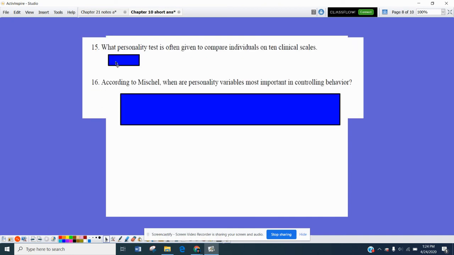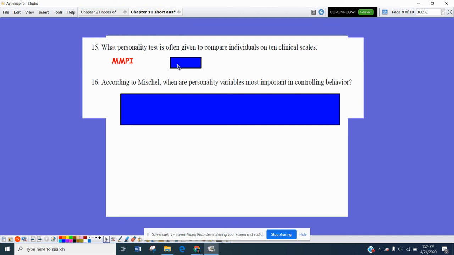Number 15, what personality test is often given to compare individuals on 10 clinical scales? And that would be the MMPI, the Minnesota Multiphasic Personality Inventory. And today it's actually in the 2nd edition, so it might be known as the MMPI-2.